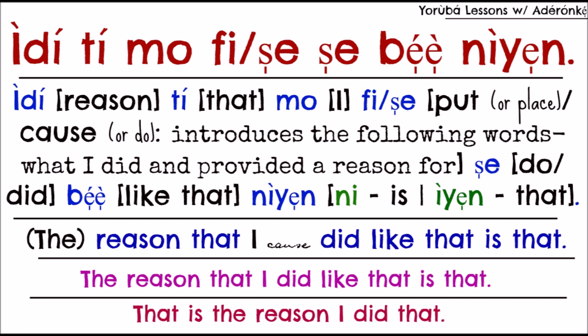The reason that I did like that, if you say ìdí tí mo ṣe bẹ́ẹ̀, it would sort of sound like the reason that I did like that, which doesn't really make good sense. So it's best to say ìdí tí mo fi ṣe bẹ́ẹ̀ nìyẹn, or ìdí tí mo ṣe bẹ́ẹ̀ nìyẹn, which means what I've stated is that, that is the reason that I did that. So whatever I've talked about is the reason that I did whatever I did. So that's another thing. I'm going to move past this.